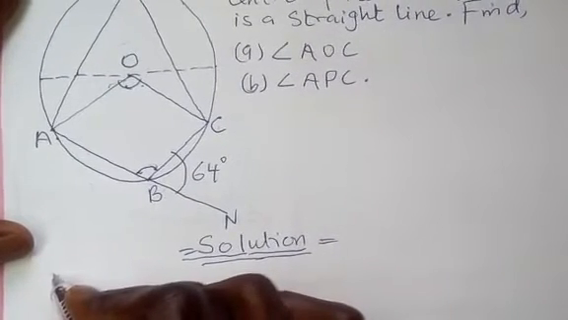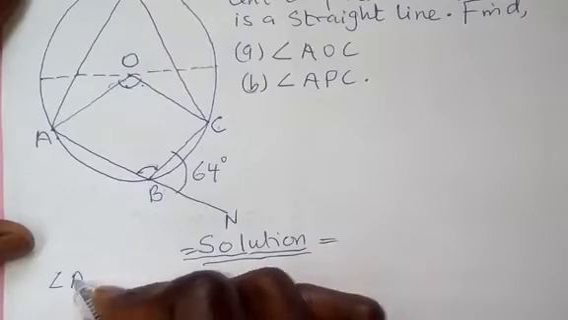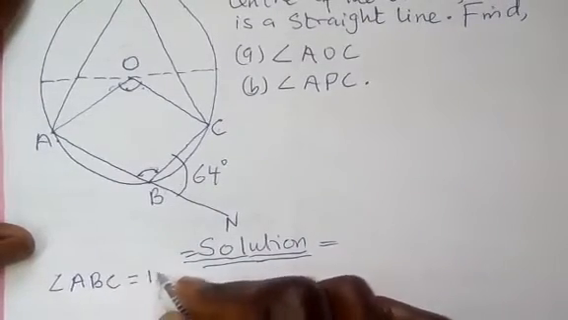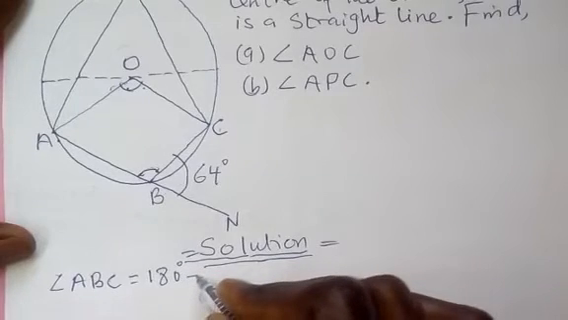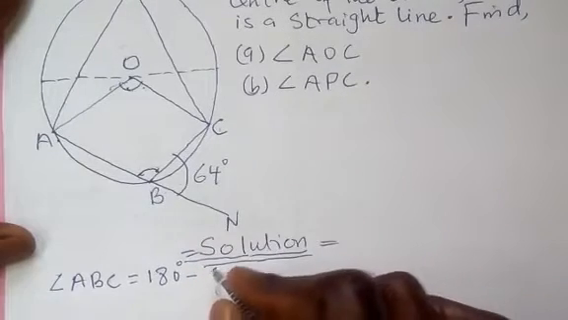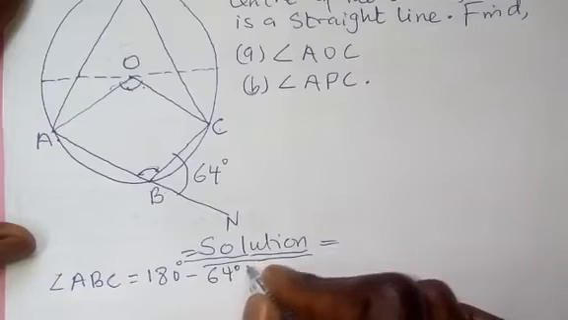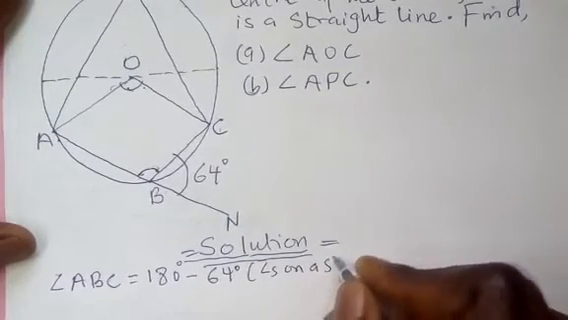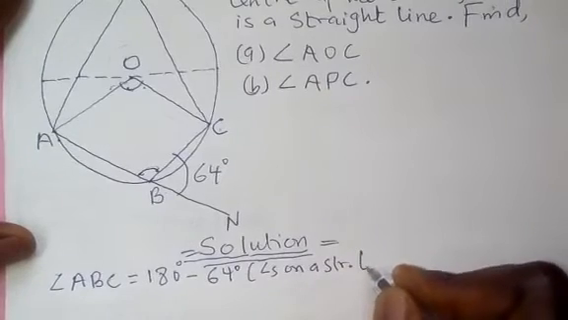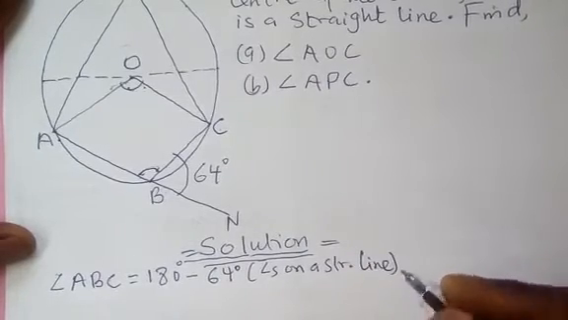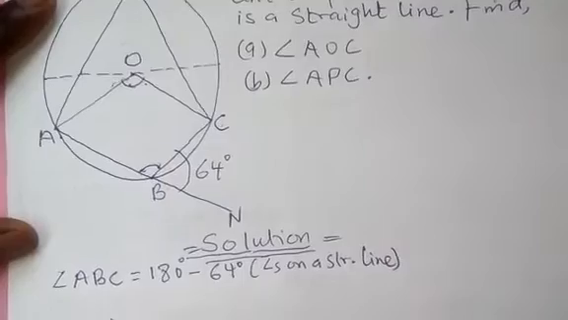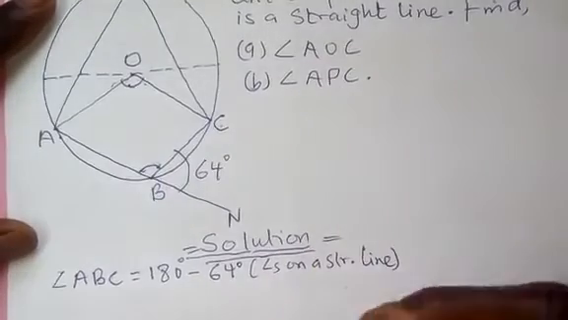Now we are going to commence by saying our angle ABC will become 180 degrees minus what? Minus 64 degrees. That is what? Angles on a straight line. Okay, so that is angles on a straight line. All right, now what do we do at this point now?